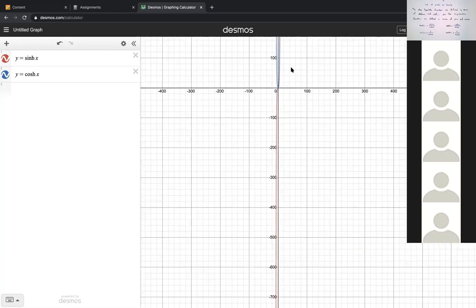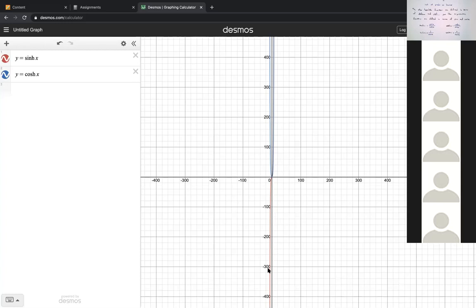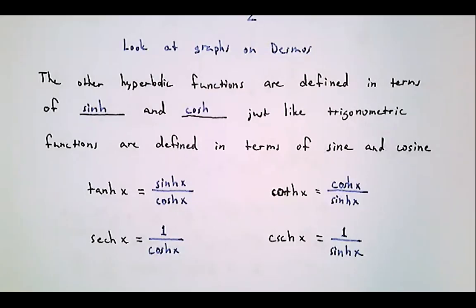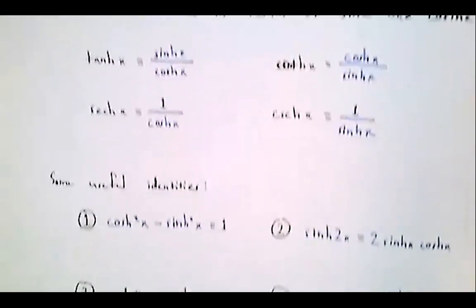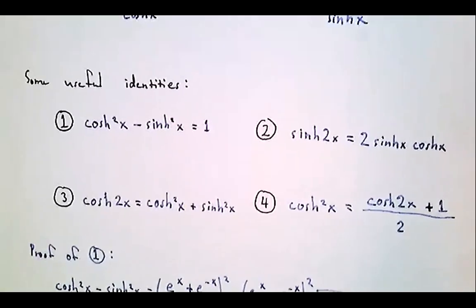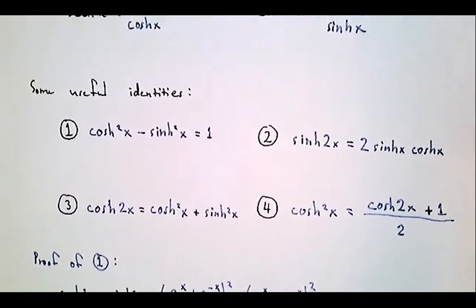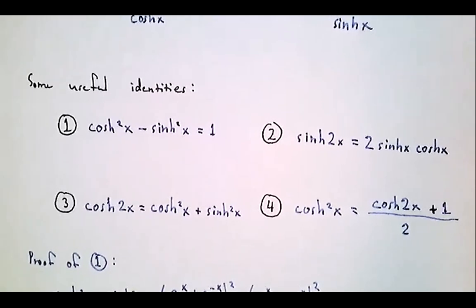And if you zoom out even further, both of the curves for sinh and cosh look almost vertical. That's because they're defined using these exponential functions, and as we know, exponential functions get really large really fast. Okay, so that's an overview. We also had some identities that you might find helpful on the homework to do some of the integrals or derivatives.